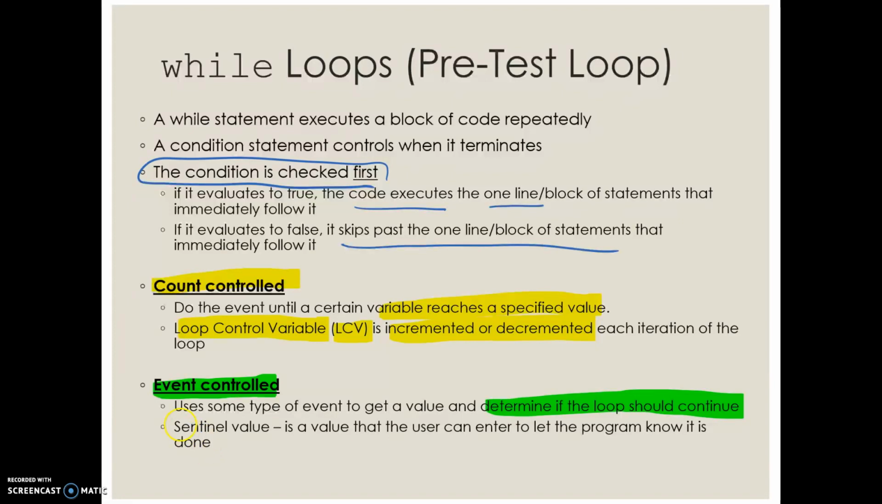Another case would be what's called a sentinel value. This is a value that the user can enter to let the program know that it's done. So in some cases, a sentinel value is a value that the user would never enter except to tell the computer that it wanted to leave. All right, let's first look at an example of a count-controlled while loop.